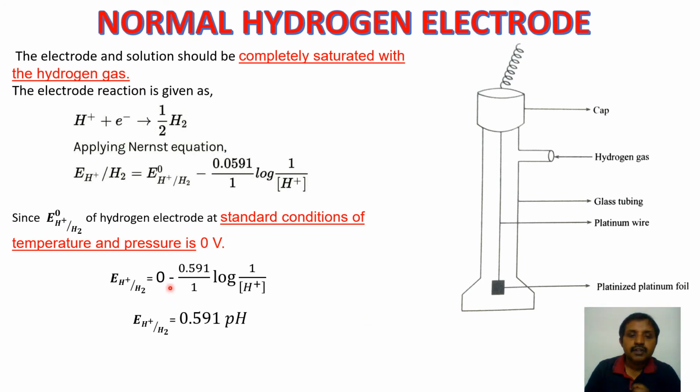Here, the negative logarithm of H plus ion concentration is nothing but the pH of the solution. So here the potential is equal to 0.0591 pH. Then pH will become equal to the potential of the cell divided by 0.0591.